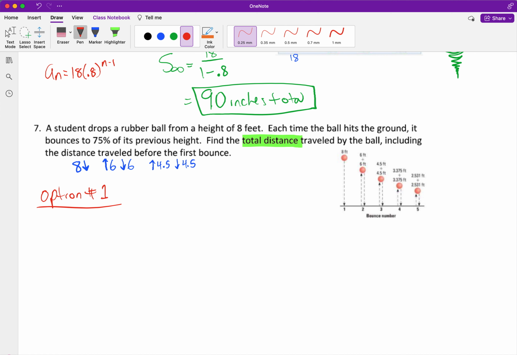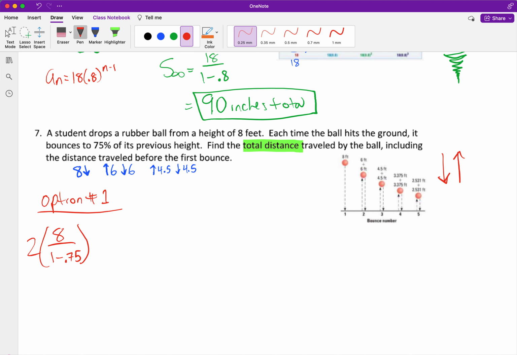What I'm going to do is say, well, what's the infinite sum of this? I start at 8 and I do 1 minus 0.75. All right. And that's going to give me my infinite sum, but that's only just one part of it, right? Because each time it goes down and then it goes back up. So what I can do is just multiply this whole thing by 2. And now I'm taking into account the fact that each time it goes down and up, down and up, down and up. Except for one time, the very first time, it only goes down.